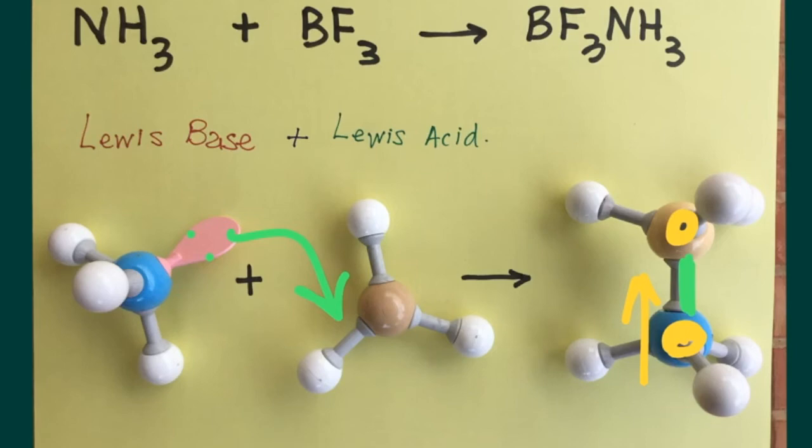whereas BF3 has behaved as a Lewis acid and it has also behaved as an electrophile. Now I'd like you to find another example of a Lewis acid and a Lewis base and to consider how they react with each other.